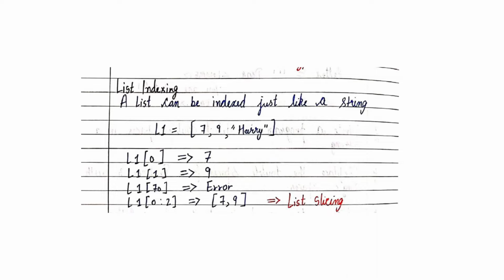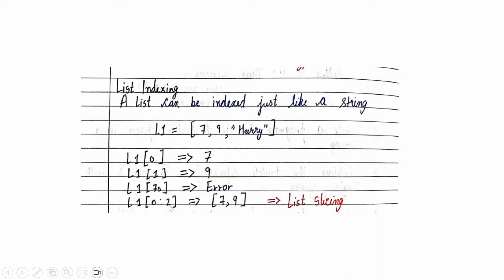So let's jump to list indexing. For example, L1 is equal to 7, 9, Harry. As you know, the position of 7 is 0, the position of 9 is 1, and the position of Harry is 2. So L1[0] will give you 7, L1[1] will give you 9, and L1[70] will give you an error because there is no position 70 here, right? Now let's move to list slicing.